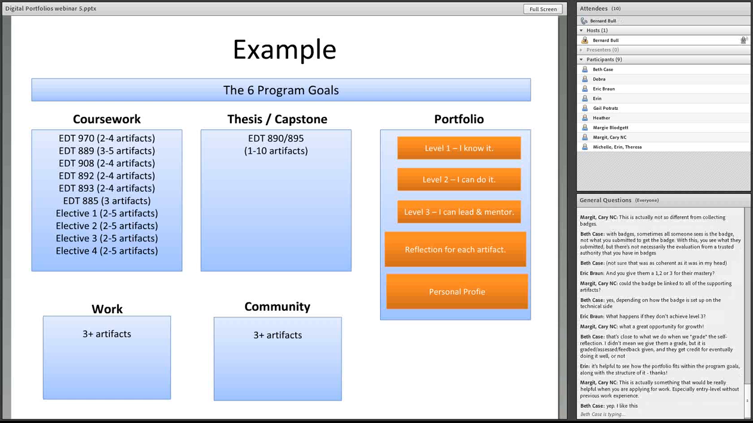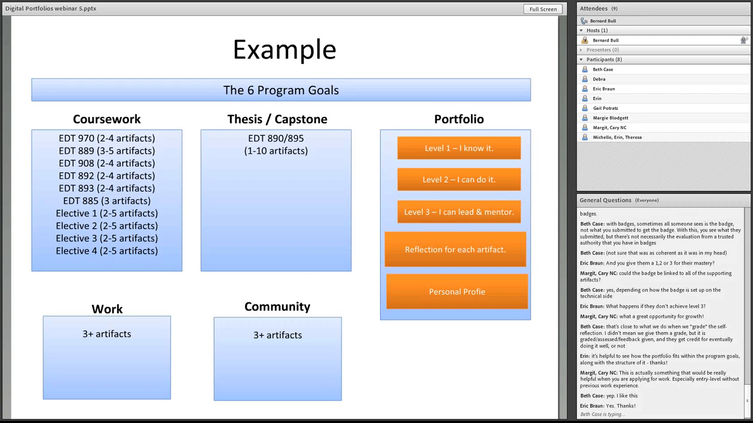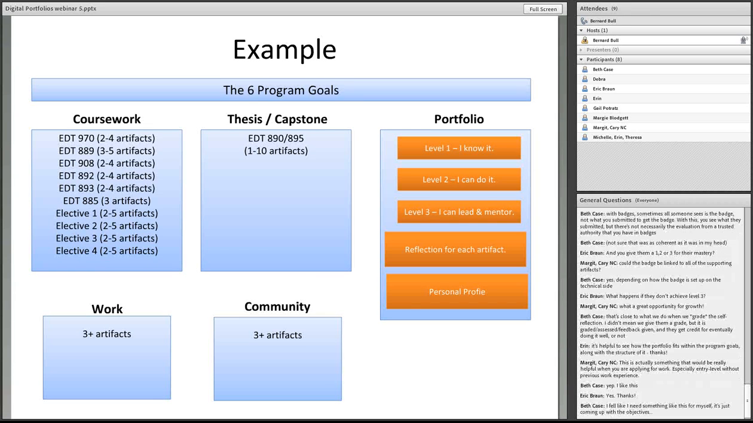Let me go back and skim the comments and see what we have here. So Eric, I think I answered that question about what happens if they don't achieve. Beth asked, that's close to what we do when we grade the self-reflection. I didn't mean we give them a grade, but it's assessed, feedback is given. Yeah, so you're part of the feedback process, and they get credit for eventually doing it well or not. Helpful to see how the portfolio fits within a program along with the structure. And this is a good example of where it is in a more traditional program otherwise.